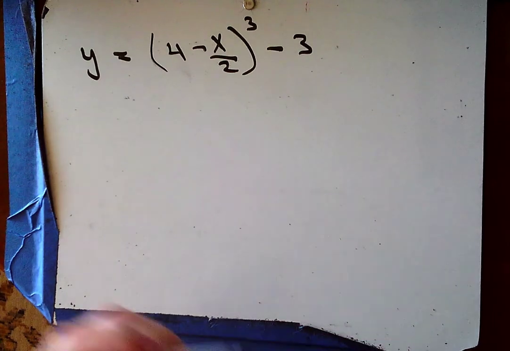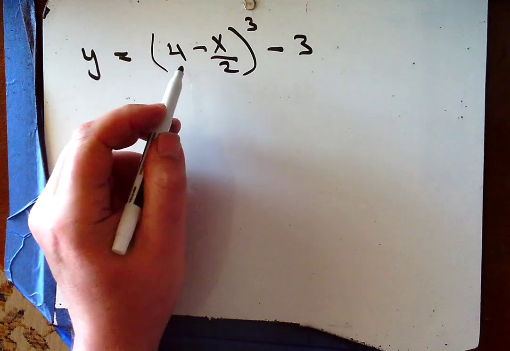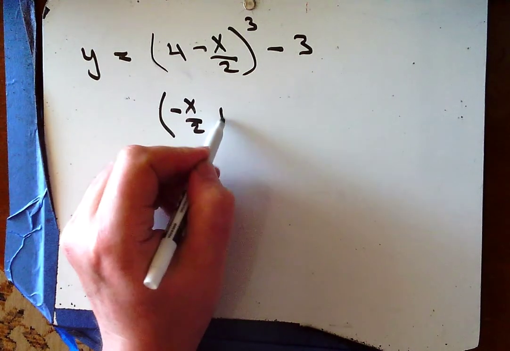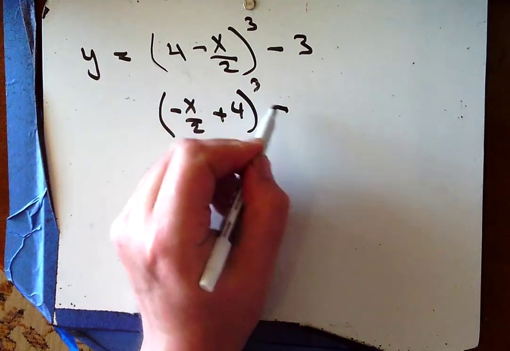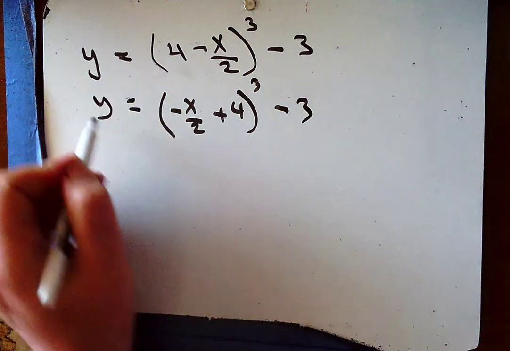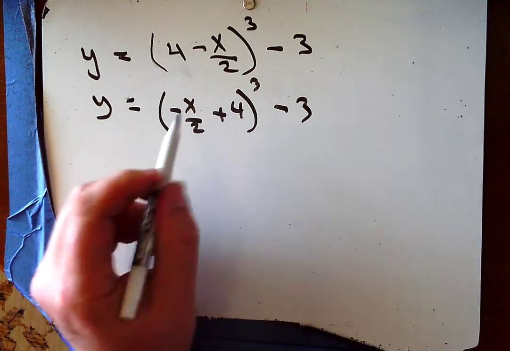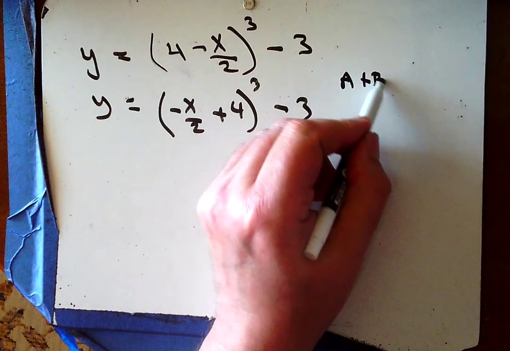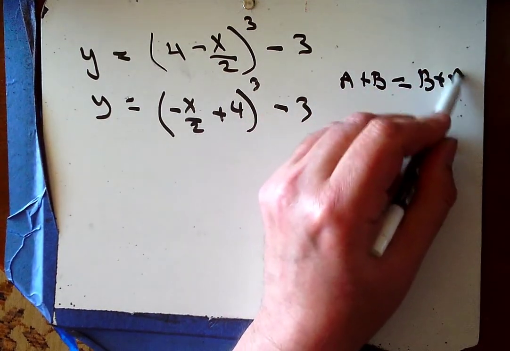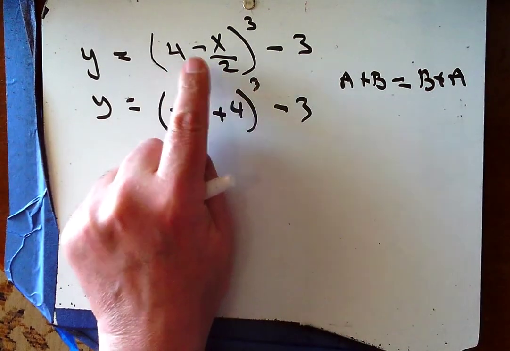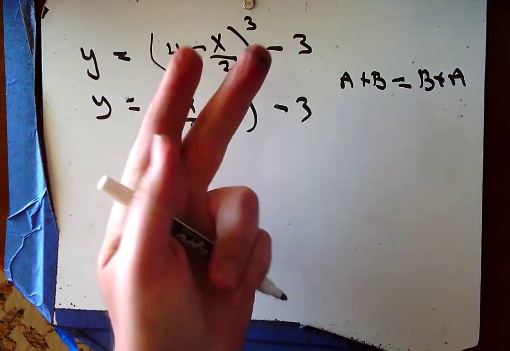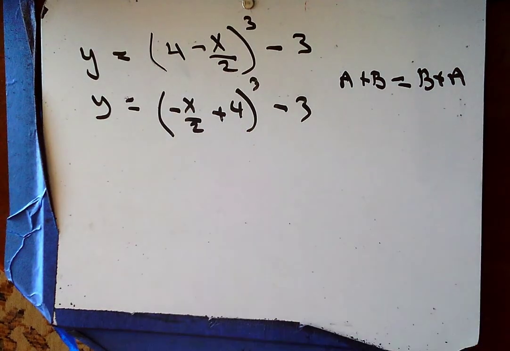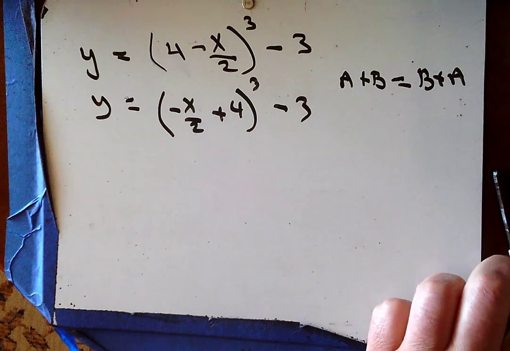So, welcome back. I just want to say sometimes it helps students to rewrite something like this way. This is called the commutative property of addition. A plus B is the same as B plus A. And if I'm stuck with this form, I can always flip these to make this form. So be mindful of that opportunity.